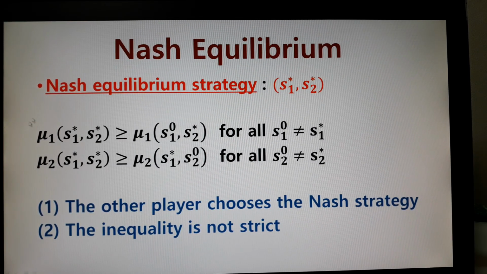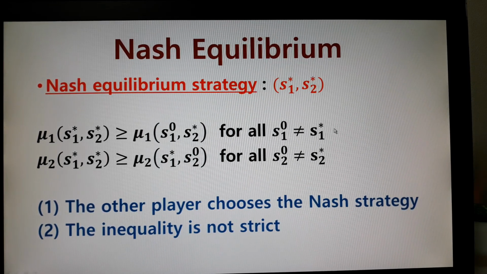Mathematically, this mu 1 is once again the payoff of the first player. Of course, it would be decided by the strategy of the first player and the second player. Let's assume the Nash Equilibrium strategy is S1 star, S2 star. So mu 1 of S1 star, S2 star is the payoff of the first player when the Nash Equilibrium is chosen by players 1 and 2, compared to the payoff of the first player when the second player chooses the Nash Equilibrium S2 star, but the first player does not. S1 prime is not the same as S1 star.